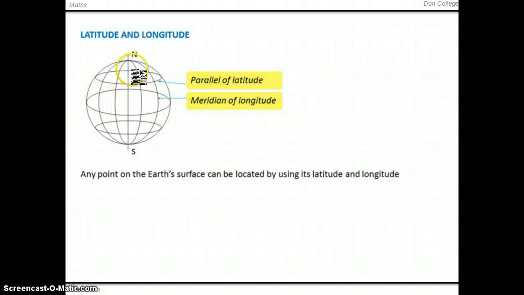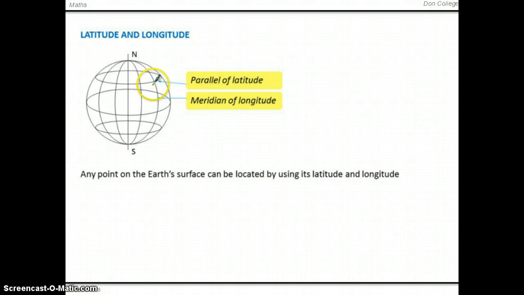Meridians of longitude, these are these big circles here, and they are all the same size. They all go through north and south, so it doesn't matter where you cut the Earth, you're cutting it exactly in half, and means you're always going to get a great circle.